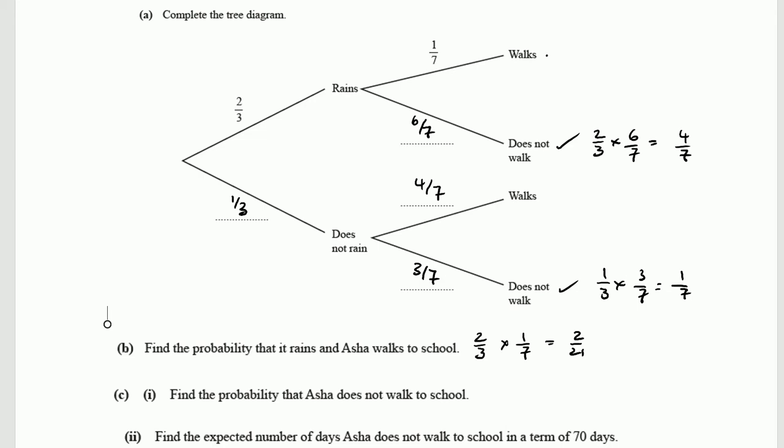She does not walk to school if this happens or this happens. So I have to add those two together. 4/7 plus 1/7, that's 5/7.